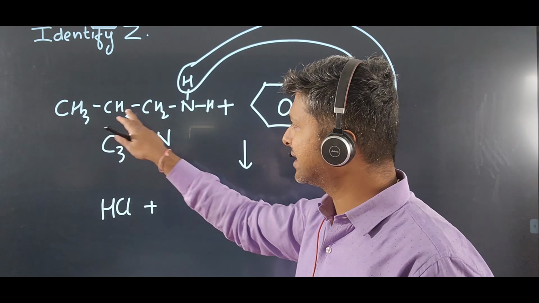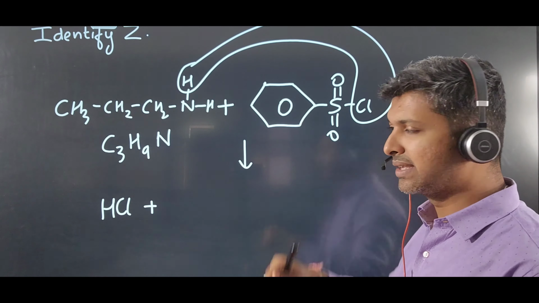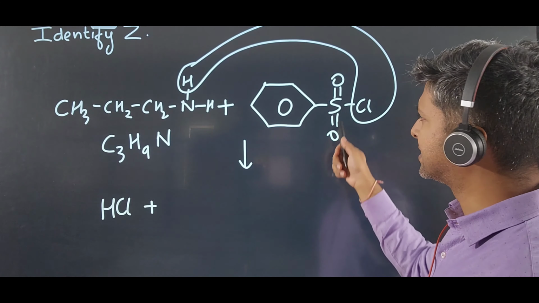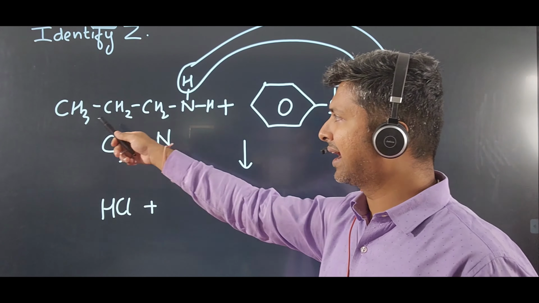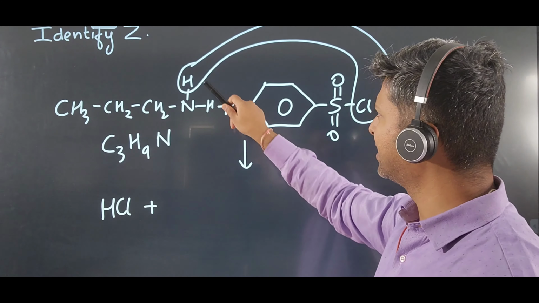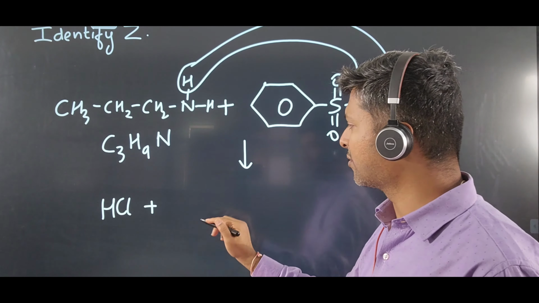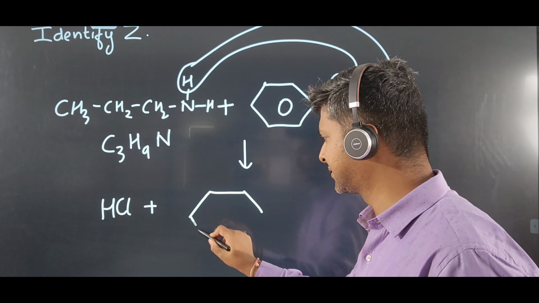And when this is the case, we react it with benzene sulfonyl chloride. This is your benzene, sulfonyl, and chloride. You can see that this is following the formula C3H9N. So H and Cl have combined to form HCl. Now I'm copy pasting this.